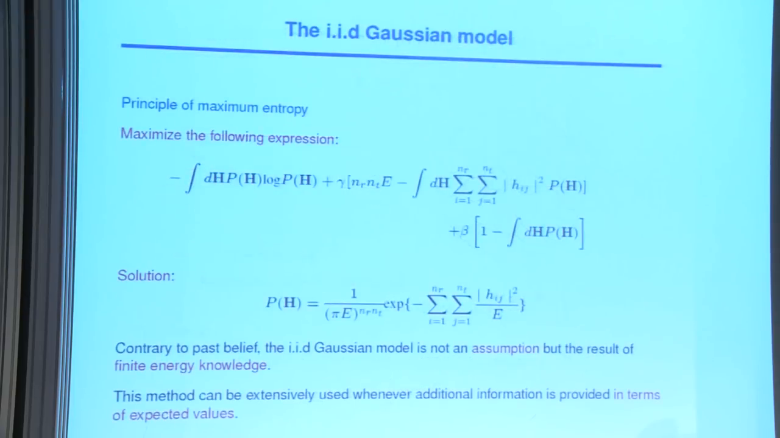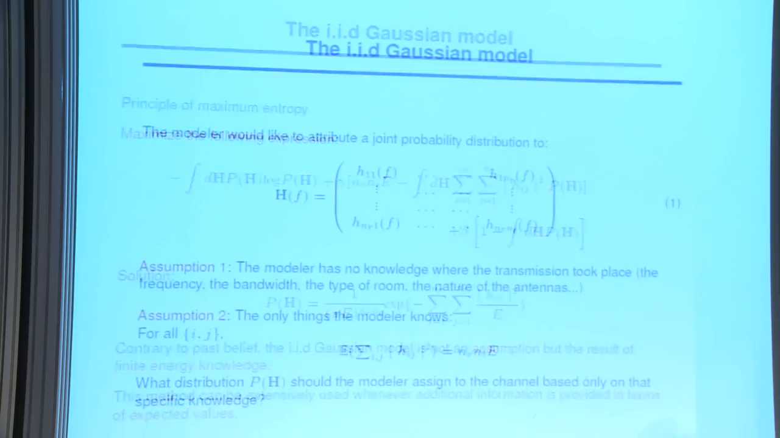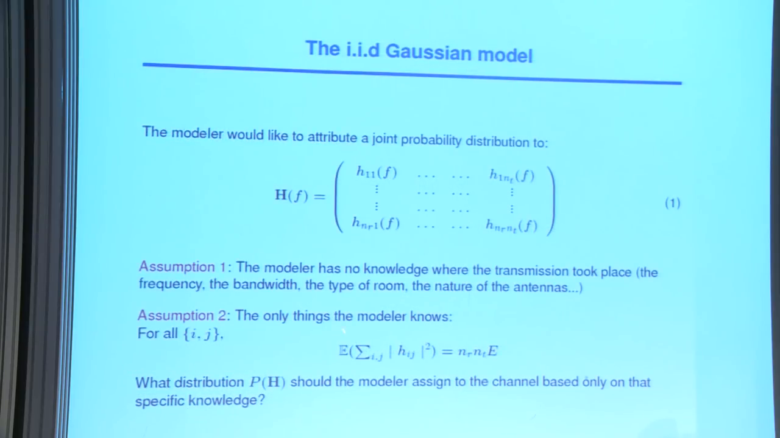Before, maybe there was a statement I don't understand. A result of finite energy knowledge, i.e. the Gaussian model. What do you mean? Yeah, meaning that you assume this. You see, my assumptions, what I did is two things. I assume that there's nothing, and the only thing I know is that the expectation of the energy is this.